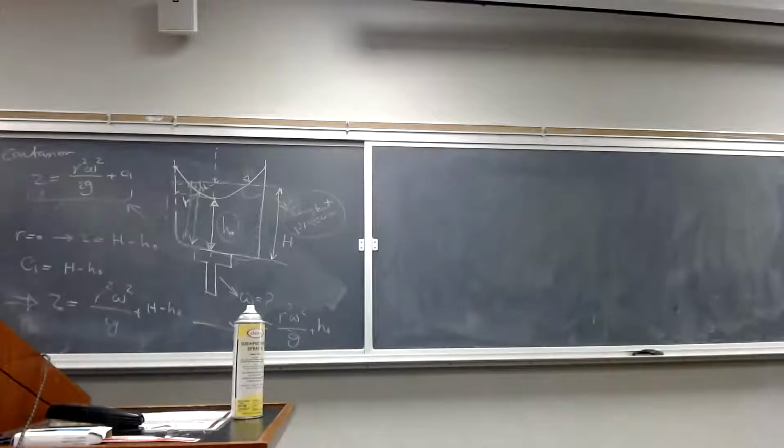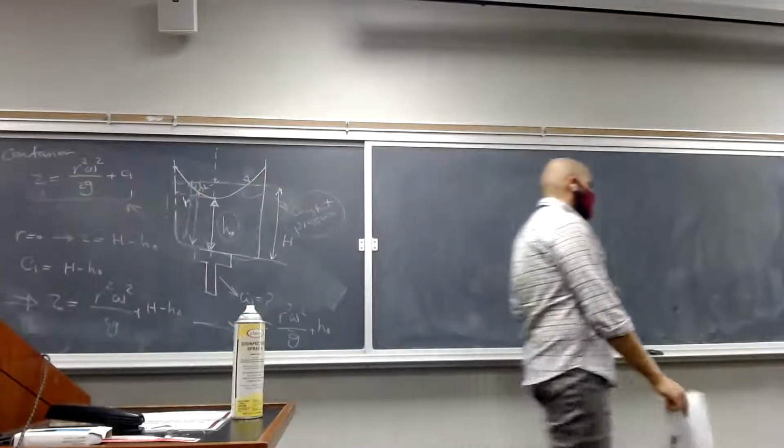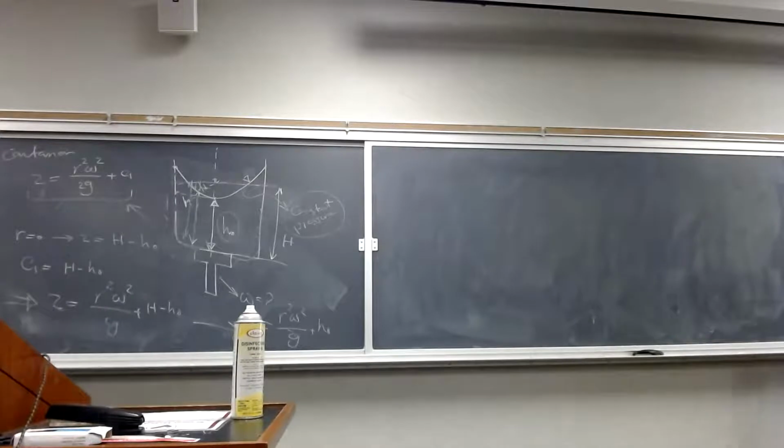Okay, so we have the equation of the free surface line. We have determined the constant, and we want to find the angular velocity. What do you think we should do?